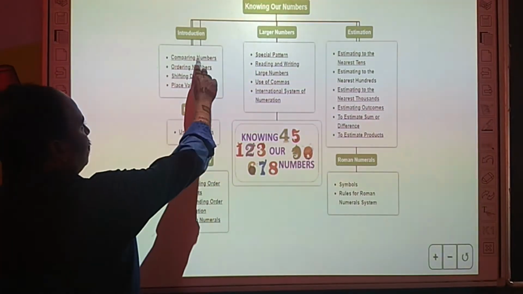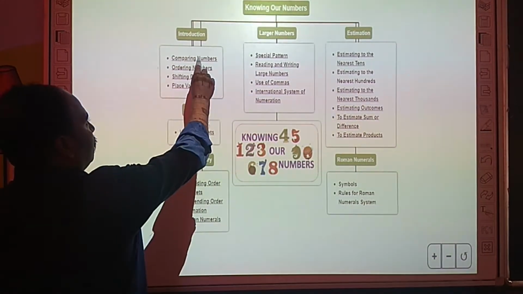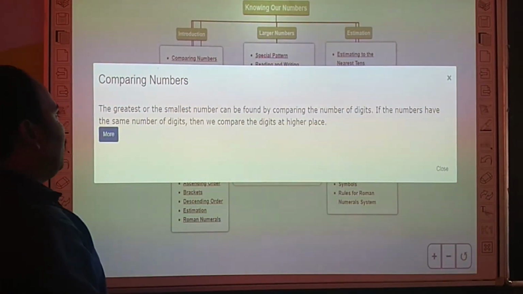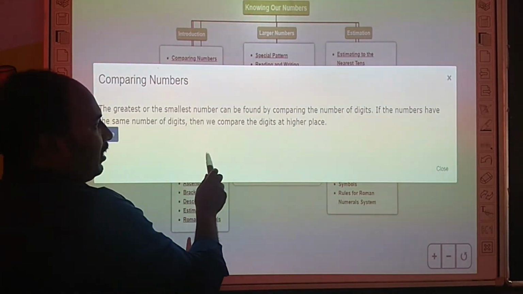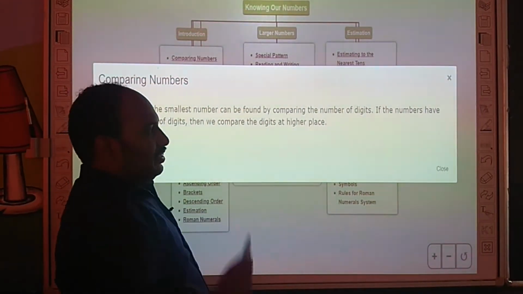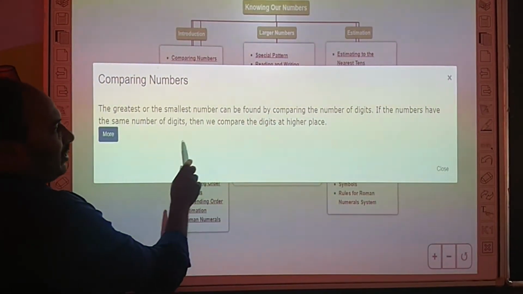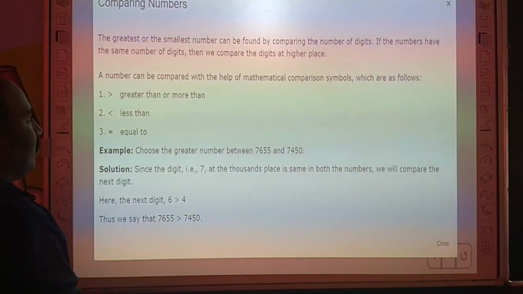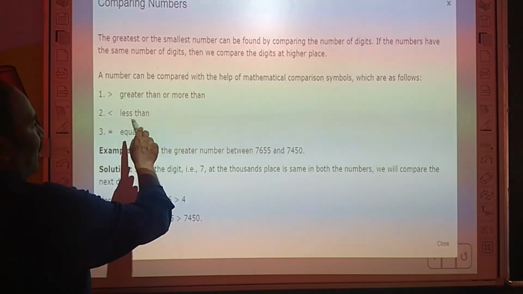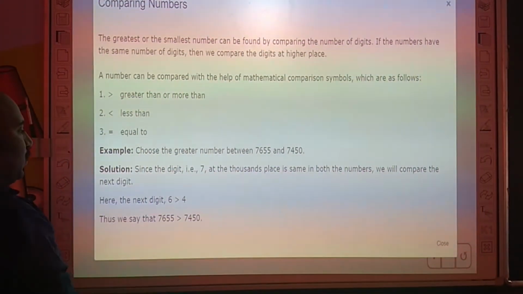Listen here. First one, what is meant by comparing numbers? Comparing numbers means the greatest or smallest number can be found by comparing the number of digits. If the numbers have the same number of digits, then we compare digits at higher places. We compare greater than, less than, equal to.